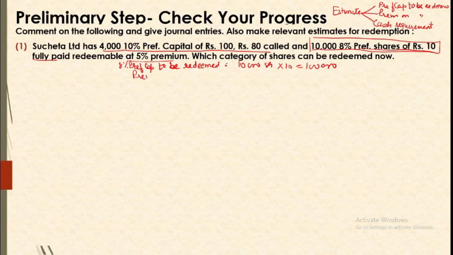Then premium payable on redemption, it is 5%. So 5% of the capital, that is 5,000. And cash requirement, how much cash is required? You need to pay capital as well as premium. So your cash requirement will be 1,05,000. So in the first step, we are to do this work. We are to make the shares fully paid and then we are to assess the requirements of different categories, so that in the coming steps we will be making sources available for these.